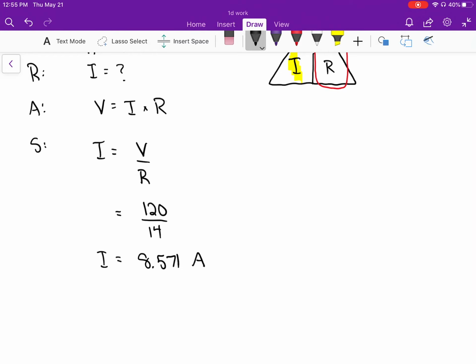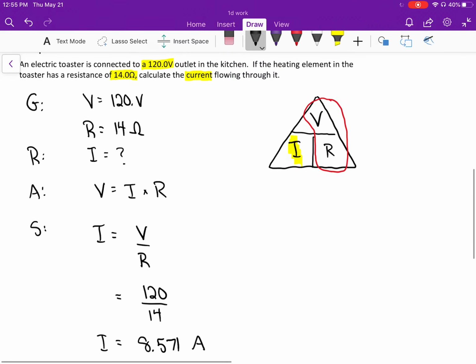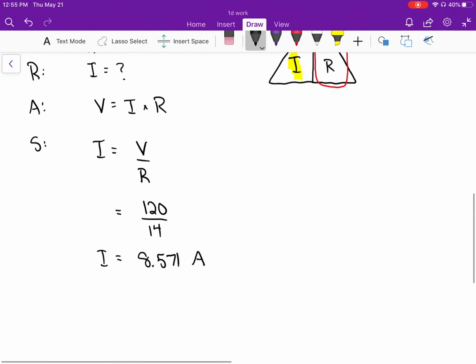Now, the second last step is I have to go back and look at the question. The voltage was 120.0, so that's a 4 digit number. The resistance was 14.0, that's a 3 digit number. So my answer should only have 3 digits. So our 8.571, I need to round that off to 3 digits.